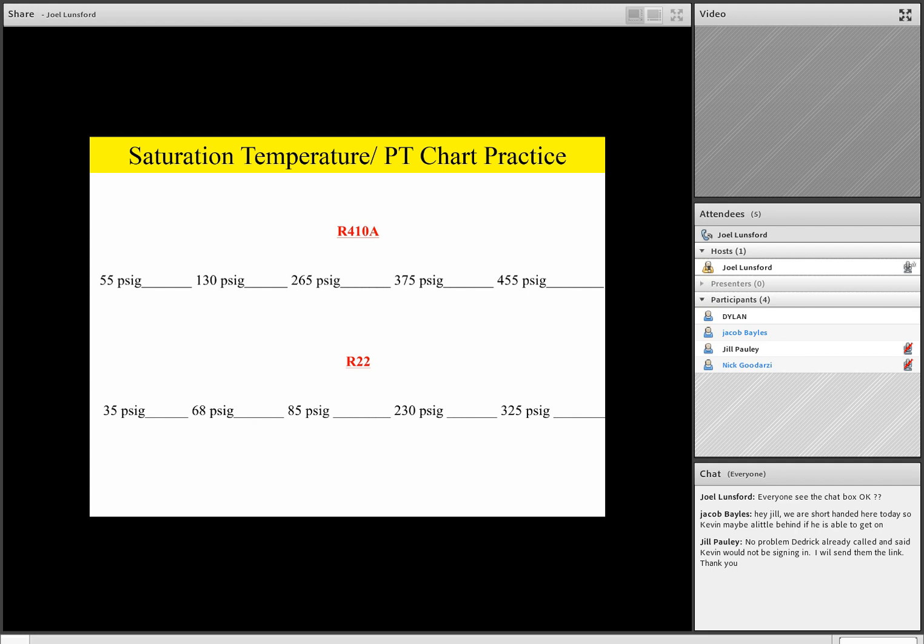So starting out with the 410A section of your chart, let's find 55 pounds of pressure, PSIG, and convert that to temperature. So somebody help me out at 55 pounds of pressure for 410A. What's the pressure temperature conversion off the chart, please? 5. Excellent. 5 is correct. And let's go ahead and do a few more. So at 130 PSIG, 410A, what is the pressure temperature conversion, please? 45. Okay, good, excellent. And at 265, what's the pressure temperature conversion?